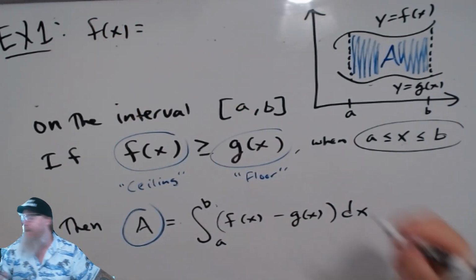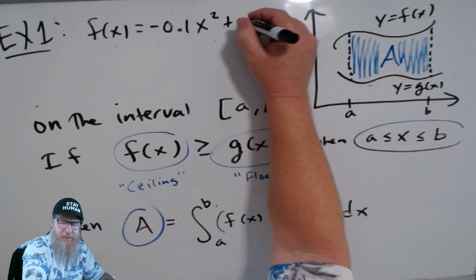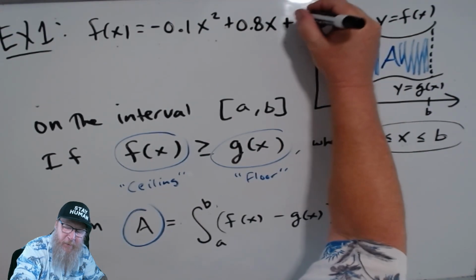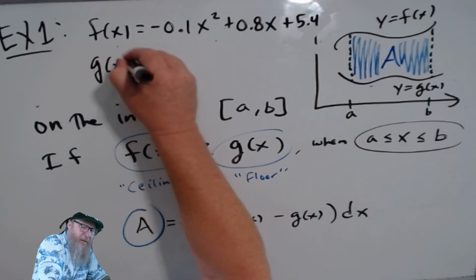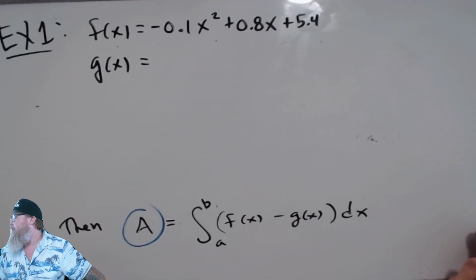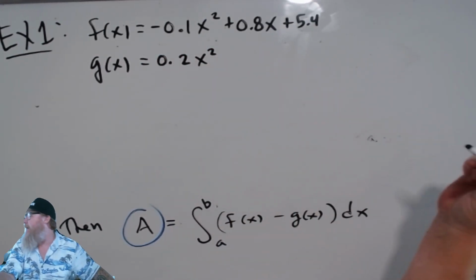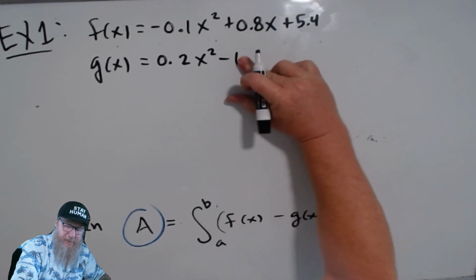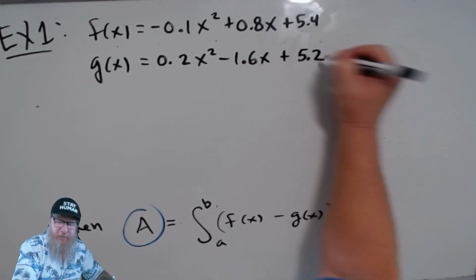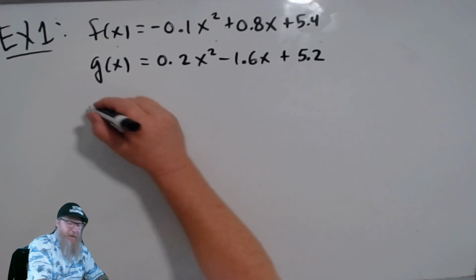So f of x is negative 0.1 x squared plus 0.8x plus 5.4, and g of x, I'll draw another graph in a second. g of x is 0.2 x squared minus 1.6x plus 5.2. So find the area between them.